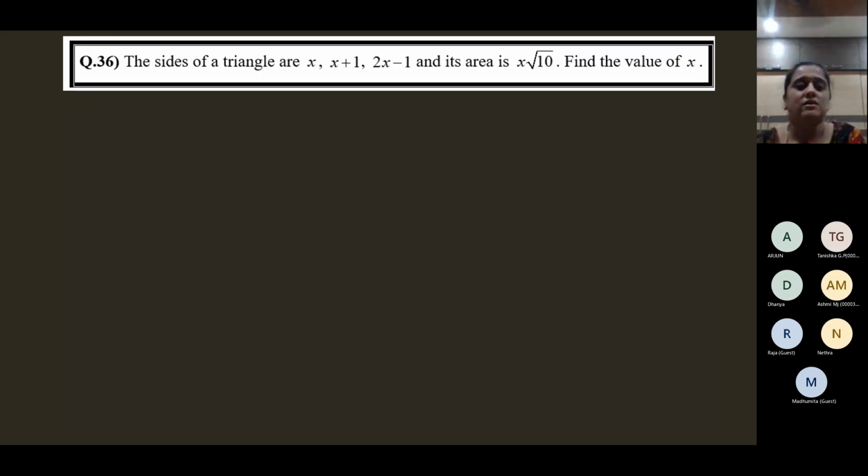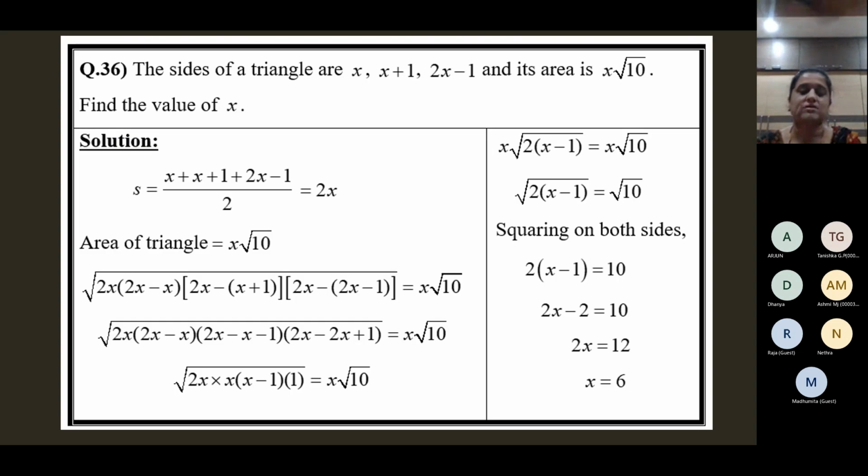The sides of the triangle are x plus 1, 2x minus 1, and its area is x root 10. Find the value of x. So we know the sides of the triangle and the area is given. Let's find its semi-perimeter. We are going to proceed using Heron's formula, for which we need the semi-perimeter. So semi-perimeter is the sum of the sides by 2.